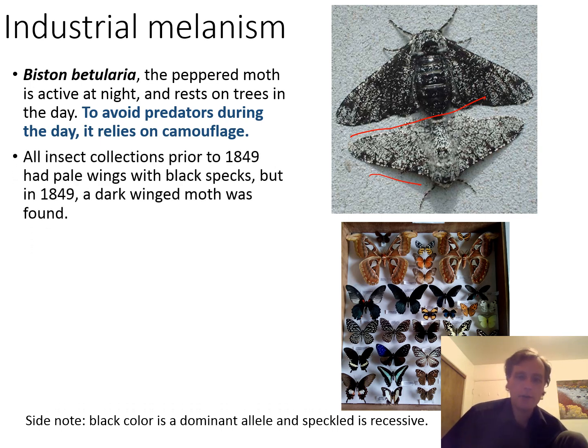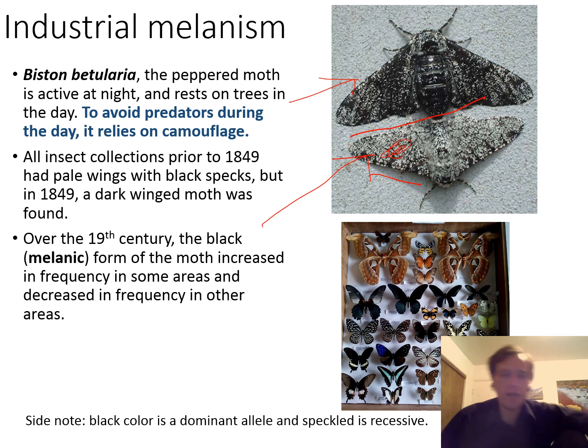All insect collections prior to 1849 had pale wings with black specks, but in 1849 a dark-winged moth was found. Over the 19th century, the black or melanic form of the moth increased in frequency in some areas and decreased in frequency in other areas.